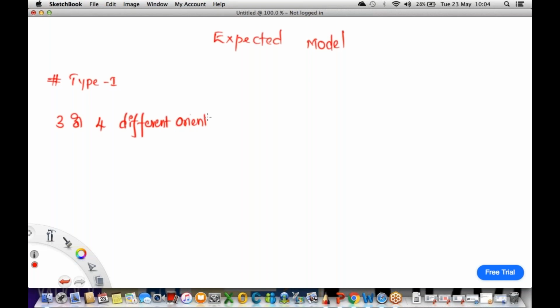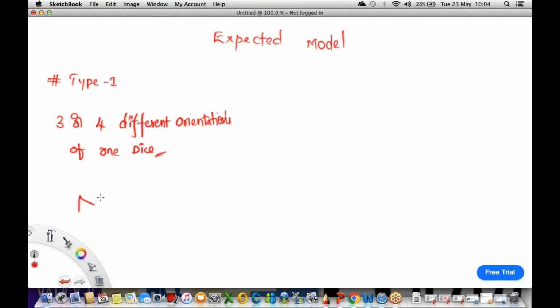The questions expected are models from the dice problems. The first model is nothing but the question where you find a standard, I am not taking it as a model. The type 1 questions, the first kind of questions you can expect, are where you will be finding 3 or 4 different orientations of one dice.